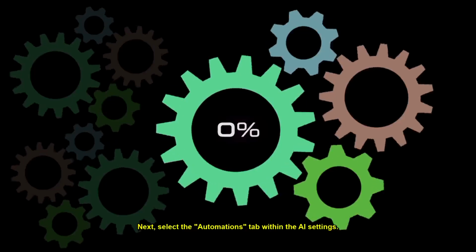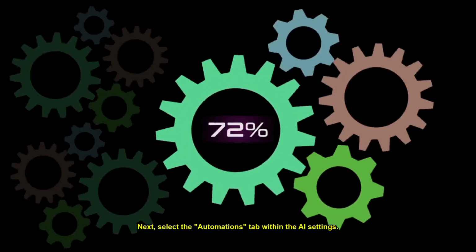Look for the AI section in the admin panel. Click on AI to access the AI configuration settings. Next, select the Automations tab within the AI settings. Here, you can view the pre-built automation workflows.